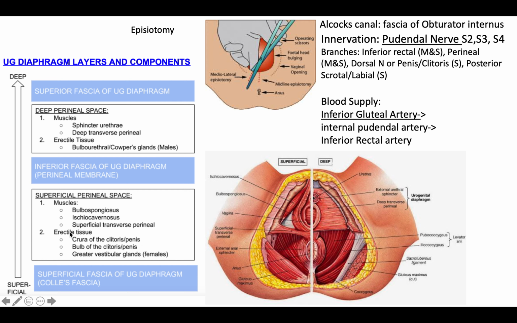You also will have your respective erectile tissue, such as your crura, your bulb, and for females, the greater vestibular glands. These are all contained within the superficial space. When in lab and dissection, it may be very difficult to find the erectile tissue because it is just underneath these superficial muscles.